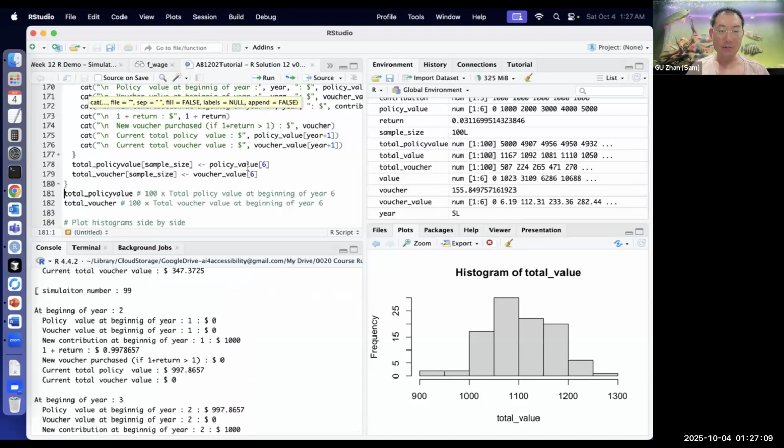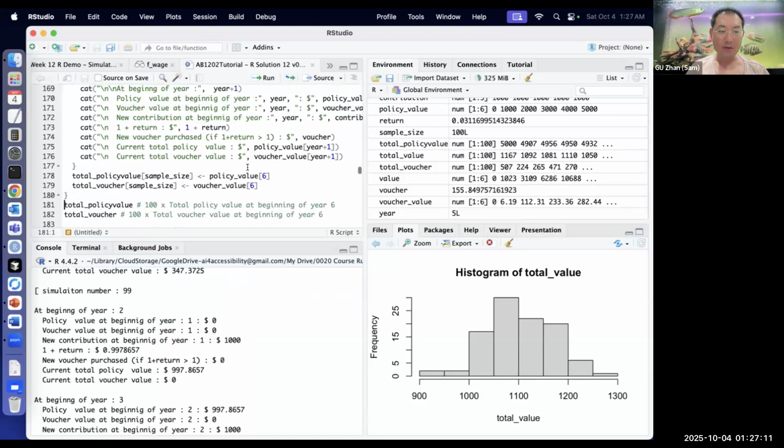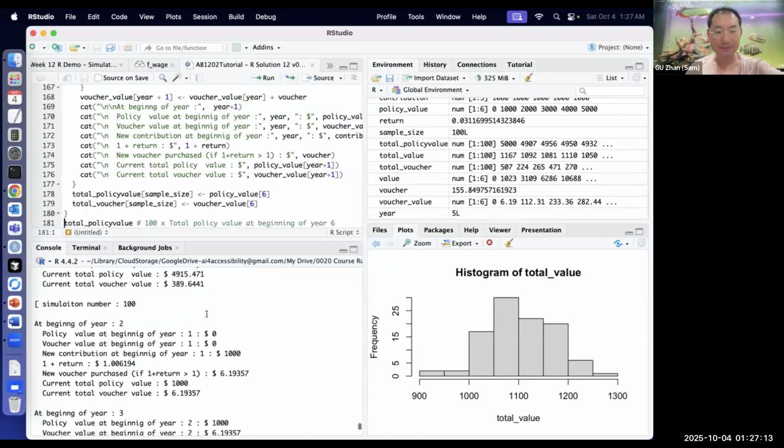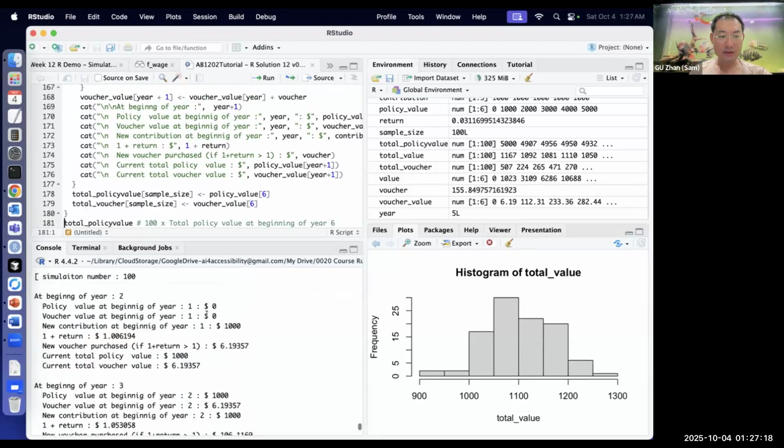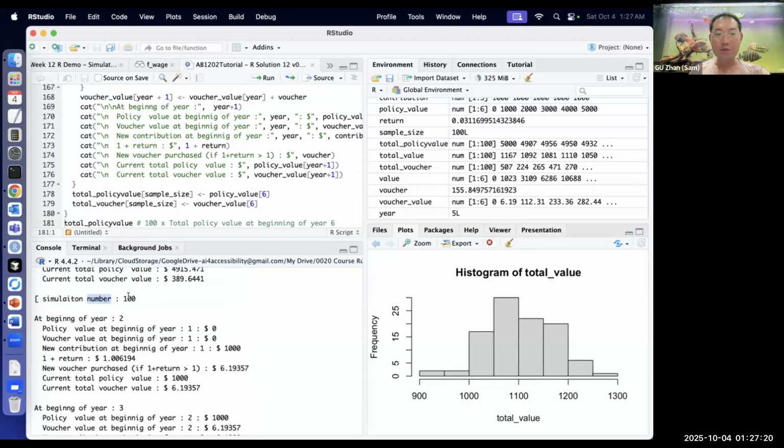We are simulating for how many? 100. Okay, we are doing 100. So what you are seeing here is simulation number 100. We actually simulate 100 times.